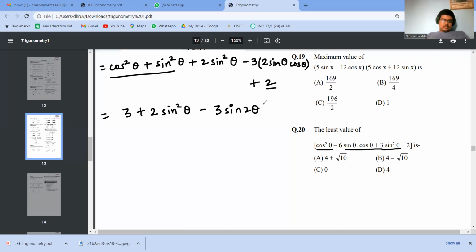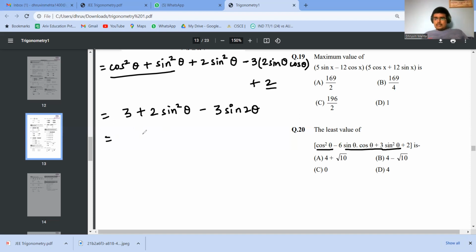Are you guys following this? Now think about this, guys. We have sine 2 theta, so we must create cos 2 theta. So you have to tell me, using this sine square theta, to be precise 2 sine square theta, how can we create cos 2 theta? 1 minus 2 sin square theta is the formula. So we have to create that 1 minus here.